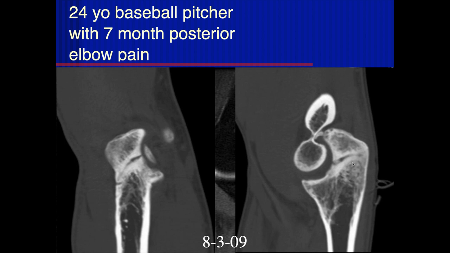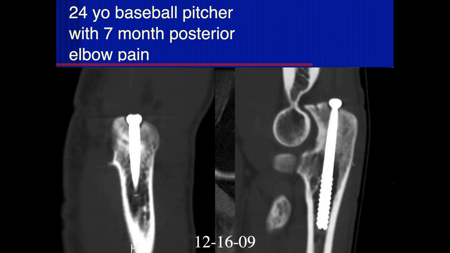So how would you treat this? How do you treat this? I guess one, they need to stop throwing probably and pin it. You got the answer right there. I don't like that particular screw, but that's all right.